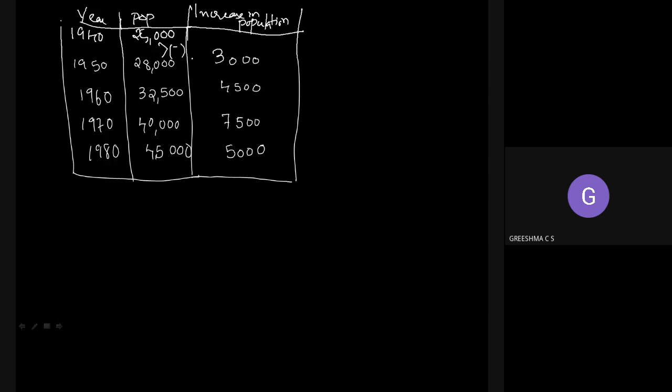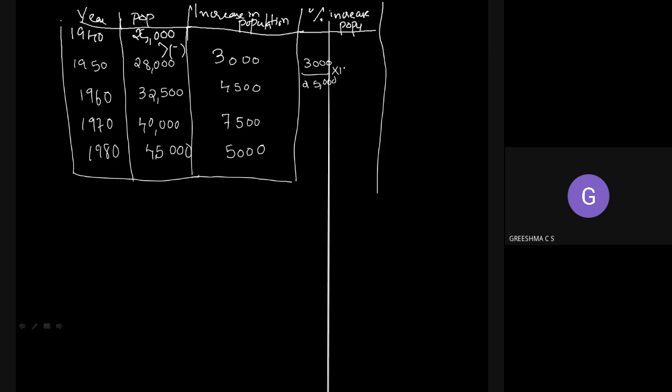Now next you have to find out the percentage of increase in the population. How will you find this out? 3,000 divided by 25,000 into 100. So how much will you get? There is an increase of 12%.